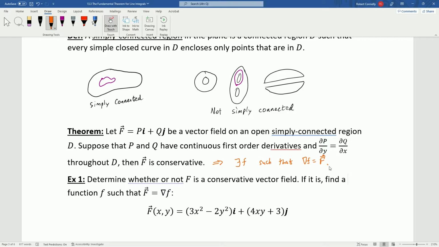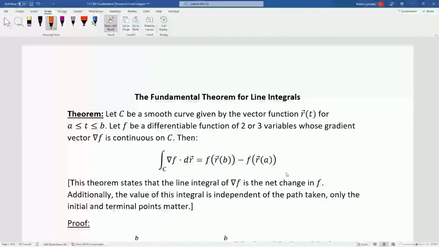If we've got this vector field on an open, simply connected region, and its components have continuous first-order derivatives where these derivatives are equal to one another, then we can find a little f, and its gradient is equal to our vector field F. And if we can find that f, then we can apply the fundamental theorem of calculus for line integrals.